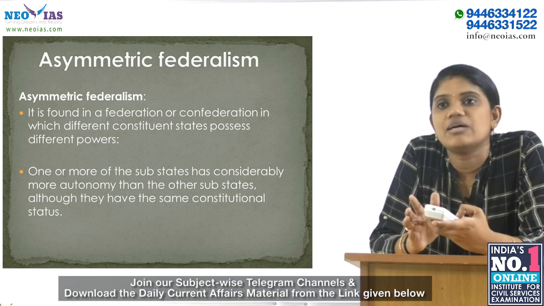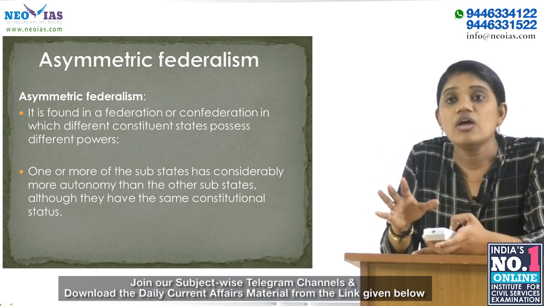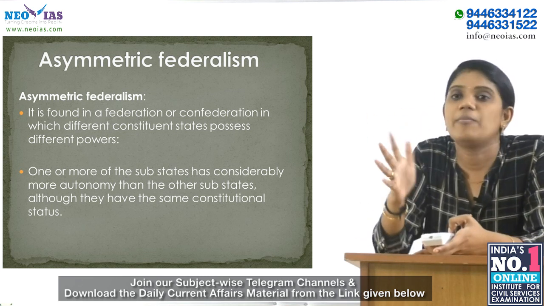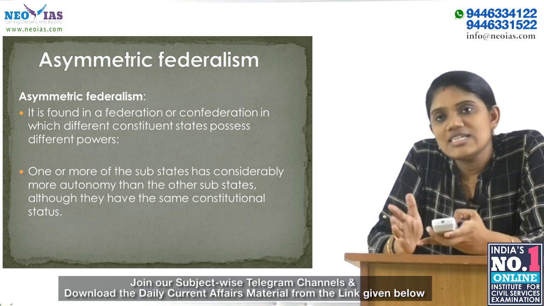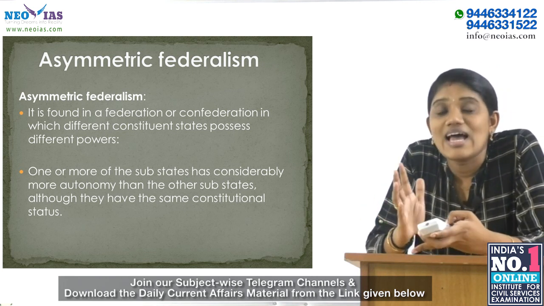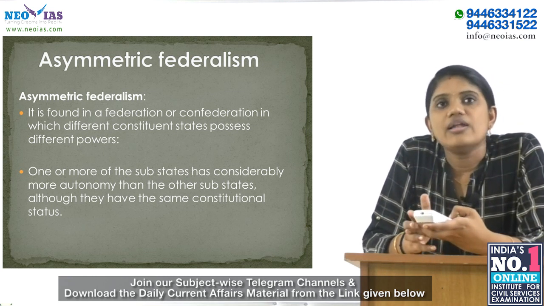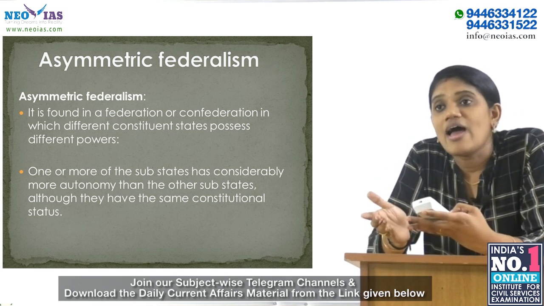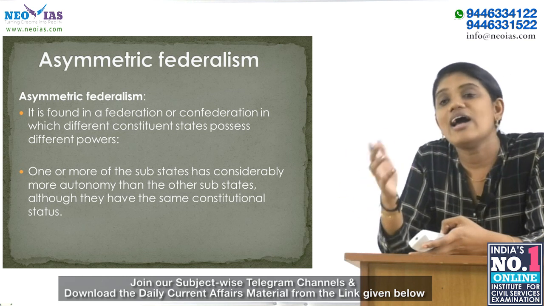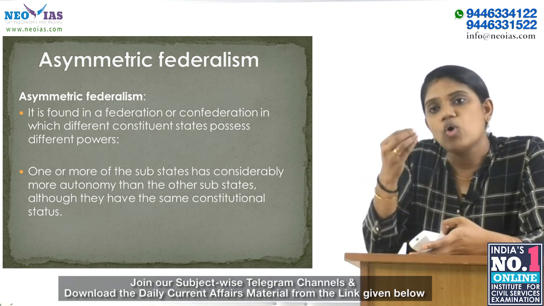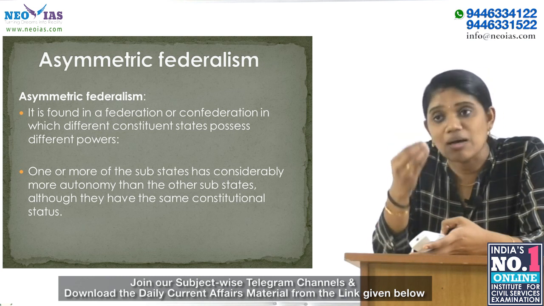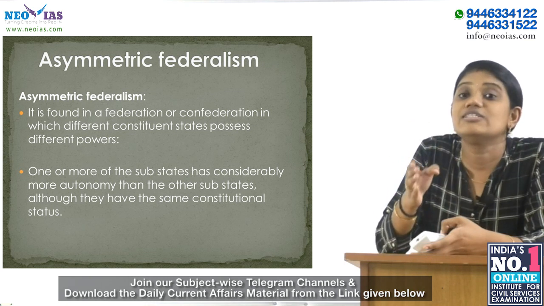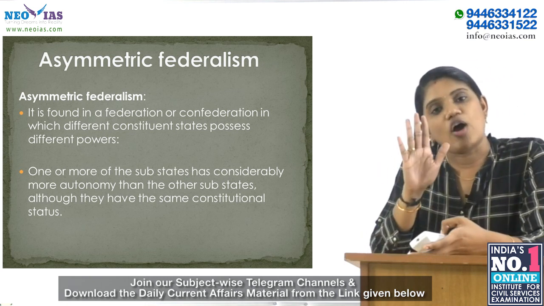Asymmetric Federalism is found in a federation or in a confederation in which different constituent states possess different powers. Such a type of federation is usually known as Asymmetric Federalism. Here, one or more of the substates have considerably more autonomy than the other substates, although you have to know they have some constitutional status. That is, basically the division of powers between the substates is not symmetric. You have to remember that.